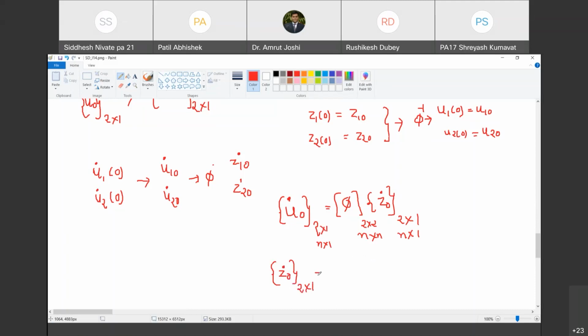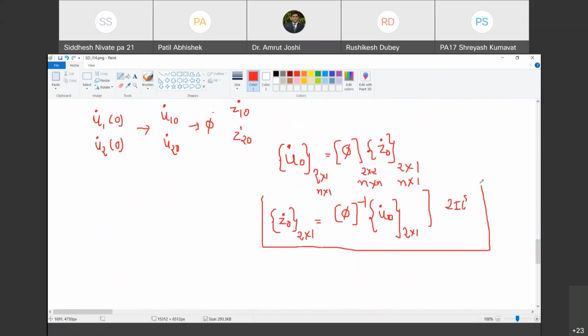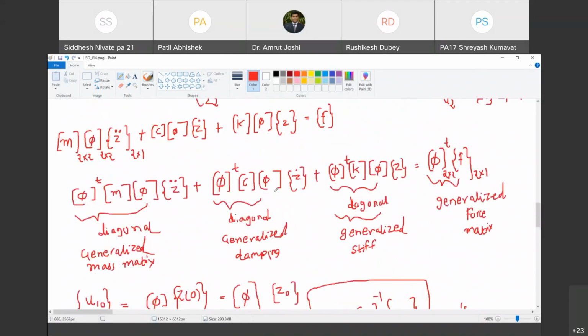Z0 dot, a 2 cross 1 matrix, is equal to phi inverse into U0 dot. Are you with me? This is 2 cross 1. So this is the remaining set of boundary conditions. These are two initial conditions. So how many initial conditions do we have now in our hand? Four. These two are based on initial displacement and these two are based on initial velocities. So total four conditions for two differential equations of second degree. Are you with me?